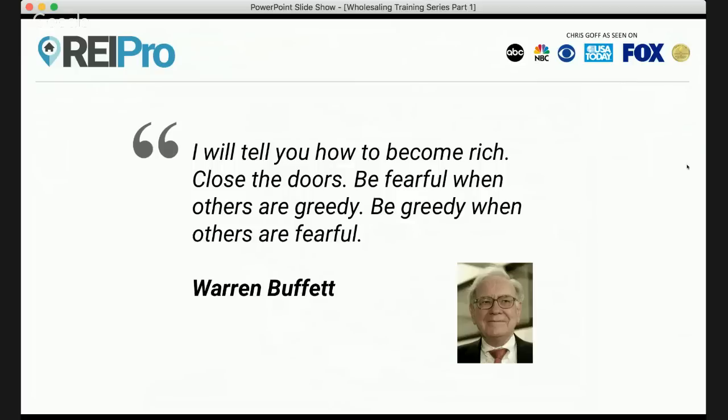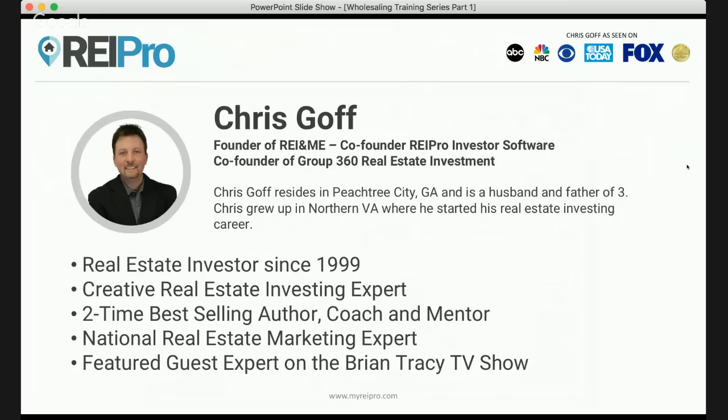So my name is Chris Goff. Now we'll get to who we are. Founder of REI and Me, also co-founder of our REI Pro Investor Software and co-founder of our Group 360. It's our local real estate investing group here in Peachtree City, Georgia, which is just a beautiful place if you've never been here. Husband, father of 3, actually grew up in Northern Virginia, and that's where I got started.